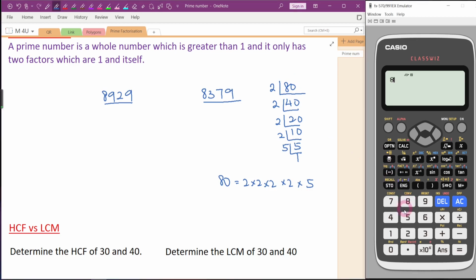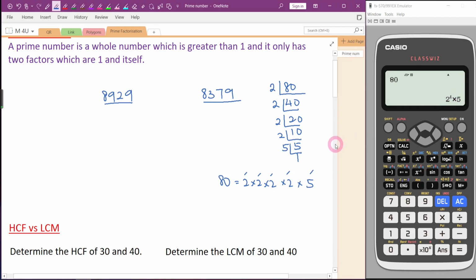First, you just key in 80 and remember to press equal. Now we press shift first because we want to activate this button printed in yellow color. We need to let our calculator know that we want to press this, not this degree. Shift first and press this. Now your calculator can help you to do the prime factorization: 2 times 2 times 2 times 2, 4 times, and then times 5.